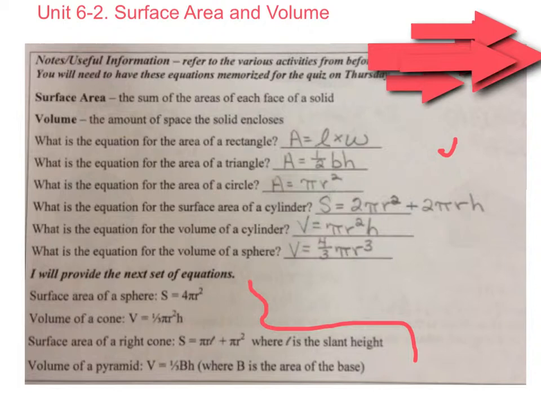You'll need to know what all these letters stand for. For example, R is the radius of a circle, so it's from the middle to the edge. Height of a cylinder would be how tall the cylinder or the can is. So those are the things you need to know.